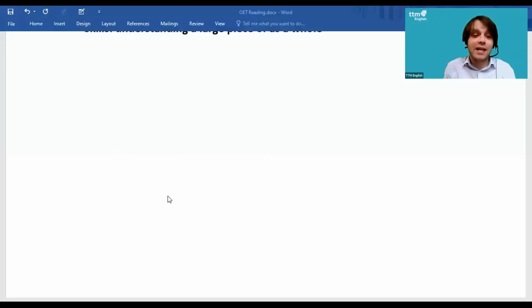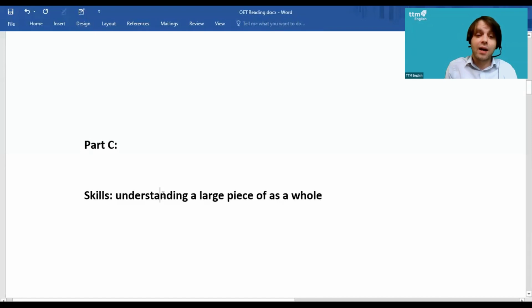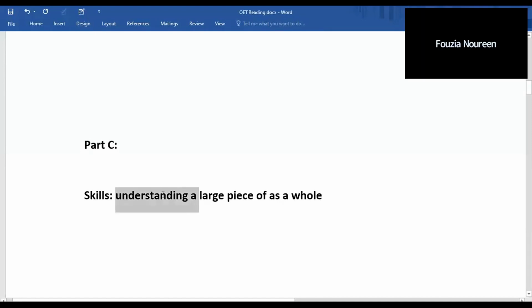But the main point is, obviously, it's the same idea, isn't it? You need to understand as a whole what I'm saying. It's not a specific word. You take all my things together, you put them into your head, and you go, you know what? Alan doesn't like the movie. You guys do this all the time as nurses, okay? Same idea here. Understanding a large piece of text as a whole.